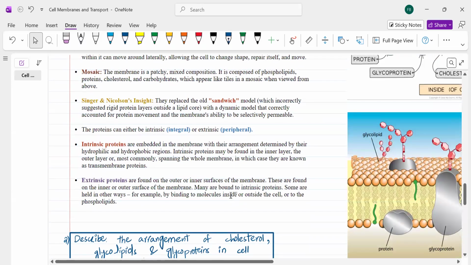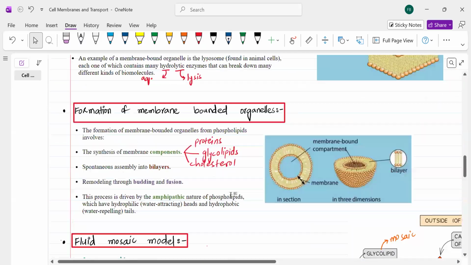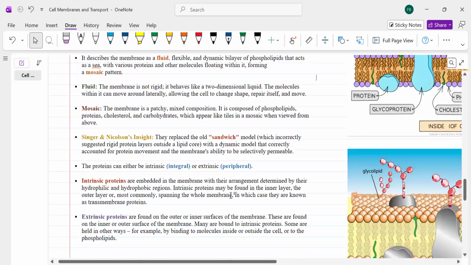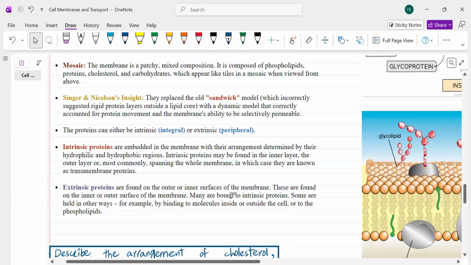Clear? Are you clear with this? If you have any question, you can ask. No, I don't have. Okay.